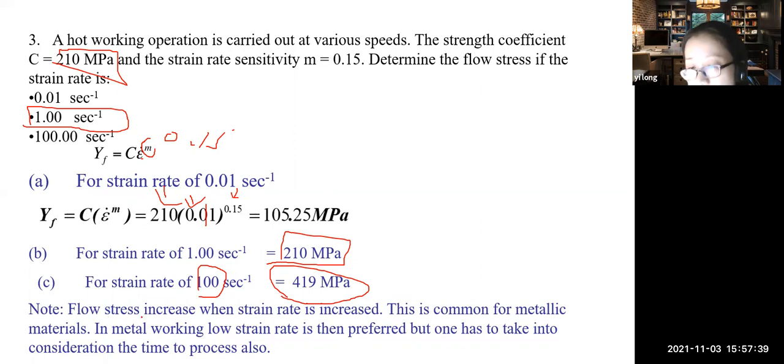Normally, flow stress increased when the strain rate is increased. This is very common, but normally we prefer a bit low strain rate. It's because you can continue further. For example, if you found the thickness is not correct, and I need to reduce a little bit more, you can continue to do it. So normally we still need a bit low strain rate. But too low a strain rate, you also have too much time, so it's always a balance. But in general, for good processability, we prefer low strain rate. Okay, so that's question number 3.